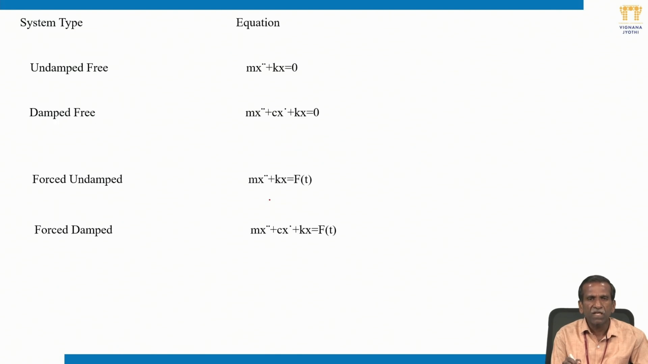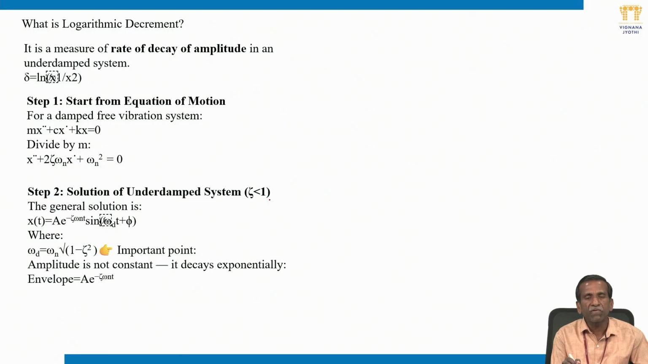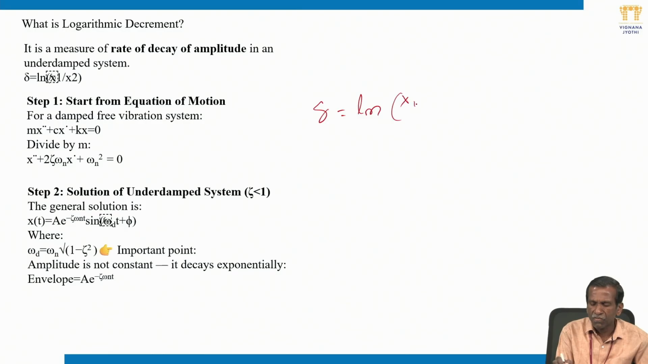In this case we will go further and see what is logarithmic decrement. There is a term which is very important. Logarithmic decrement is the measure of the rate of decay of amplitude in an underdamped system, where zeta is less than 1. Here the definition is delta equal to natural logarithm of x1 by x2. x1 is the displacement in the first cycle, and x2 is the displacement in the second cycle. The logarithm of the ratio of displacements in consecutive cycles is called logarithmic decrement delta.